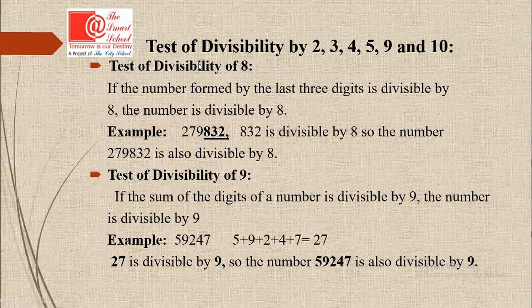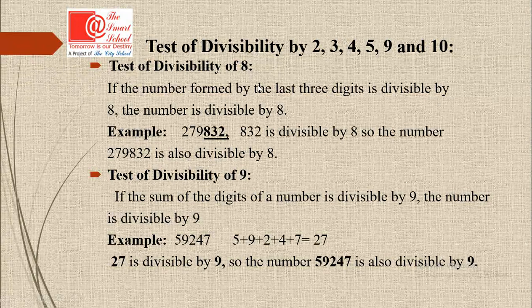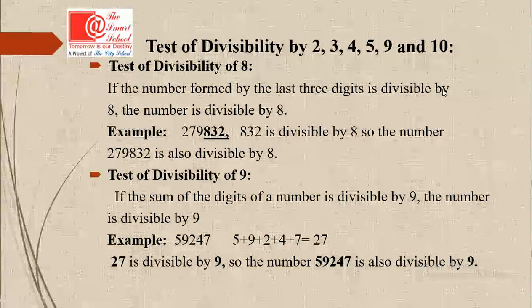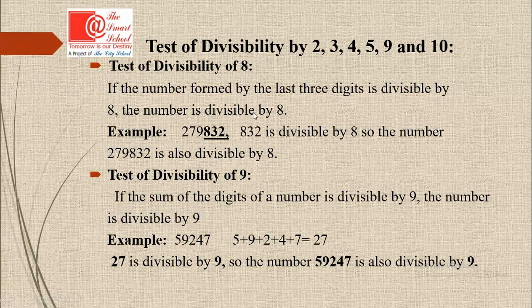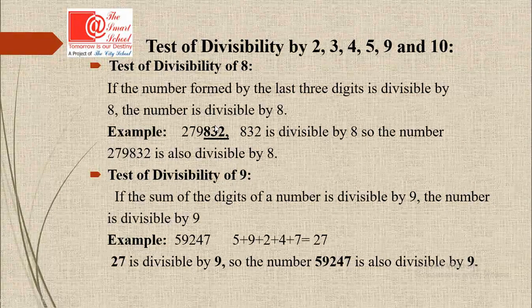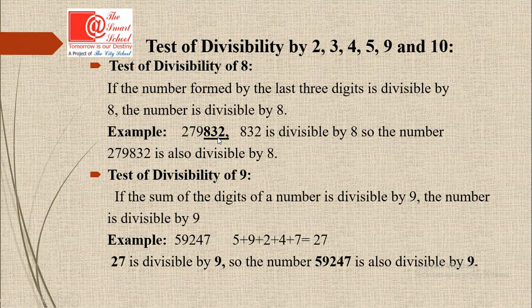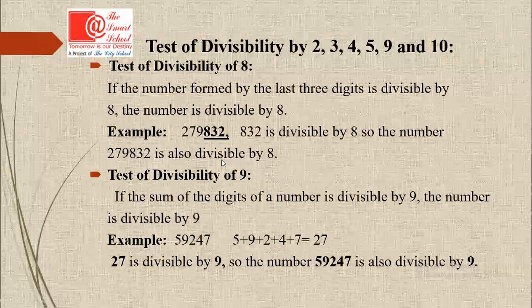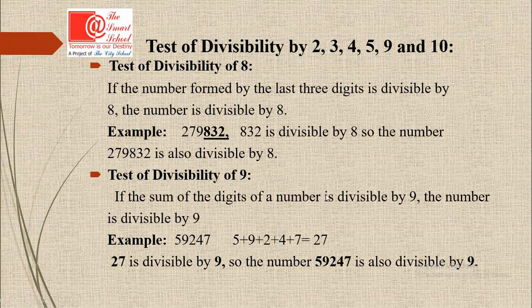Now test of divisibility of 8. If the number formed by the last 3 digits is divisible by 8, the number is divisible by 8. So we will see the big number 279,832. And because 832 is divisible by 8, it means this whole number is divisible by 8.